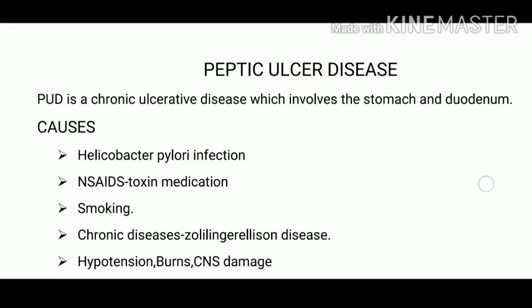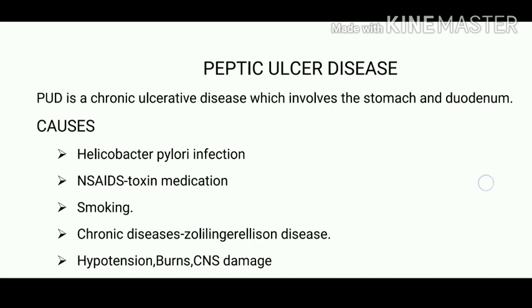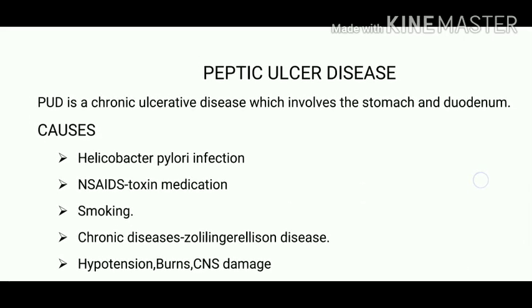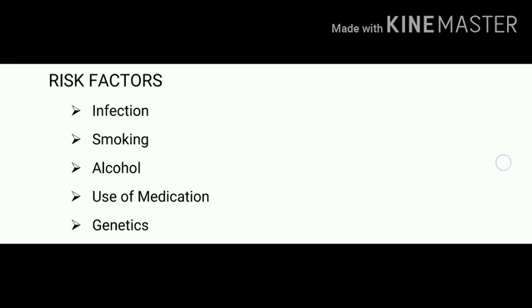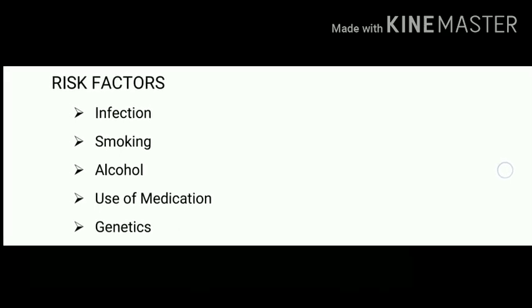And what are the causes of this ulcer? Helicobacter pylori infection, which is H. pylori infection, and NSAIDs, which are toxic medications for this kind of cause, and smoking and chronic diseases like Zollinger-Ellison disease, hypotension, burns and CNS damage, which is nothing but stress. These are the causes of peptic ulcer disease. The risk factors, meaning triggering factors, are infection, smoking, alcohol, use of medications and genetics.